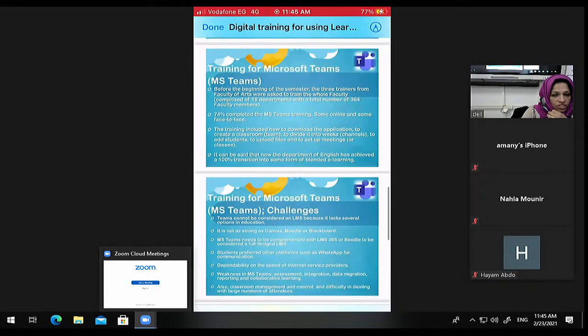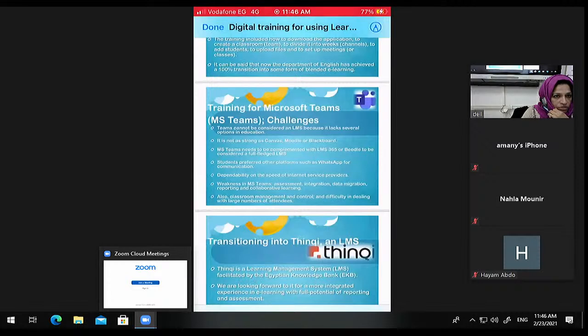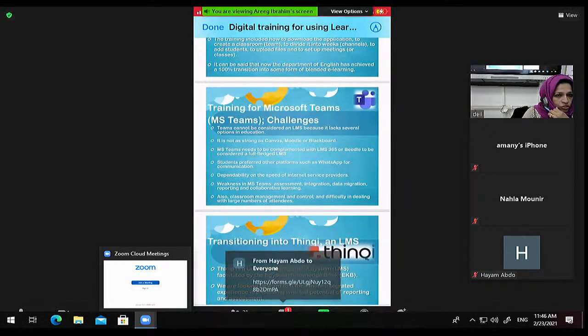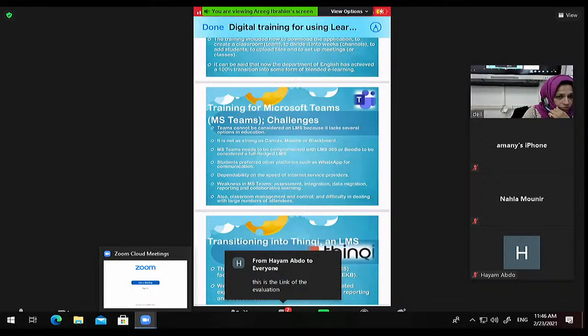Now, some of the challenges that we faced using Teams is that it is not considered a complete LMS. It lacks several options in education. It's not as strong as Canvas, Moodle, or Blackboard. So it needed to be complemented with something like Beadle or Learning Management System 365 and so on. Other challenges is that students preferred other platforms such as WhatsApp for communication. It also depended on the speed of the internet.